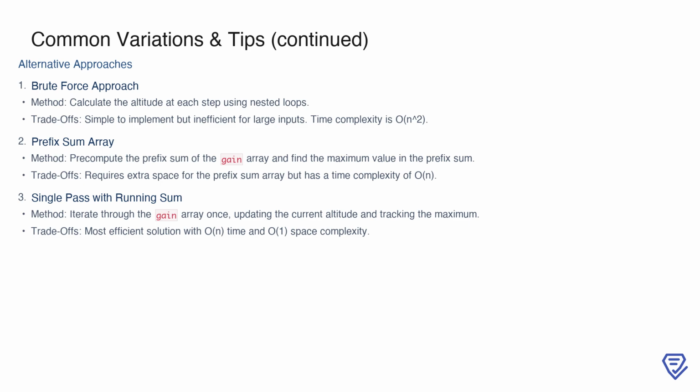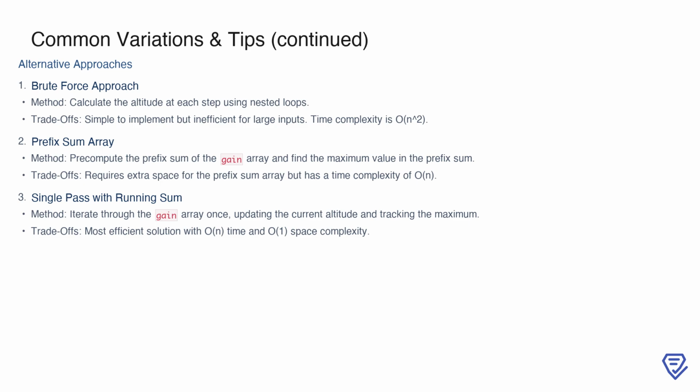When approaching this problem, there are several methods to consider. The brute force approach involves calculating the altitude at each step using nested loops. While this method is straightforward to implement, it is highly inefficient for larger inputs, with a time complexity of O(n squared). A more efficient option is to use a prefix sum array. By pre-computing the prefix sums of the gain array, you can find the maximum altitude by simply identifying the highest value in the prefix sum array. This approach improves time complexity to O(n), but requires additional space to store the prefix sums.